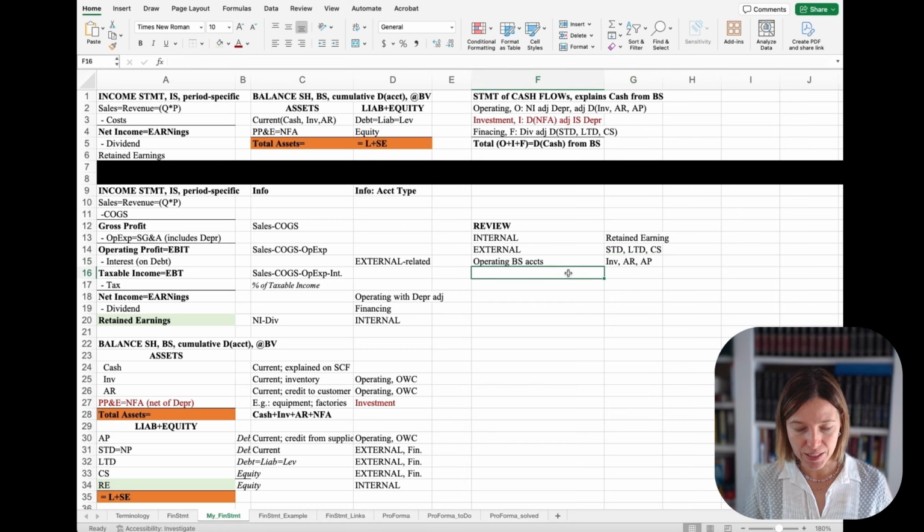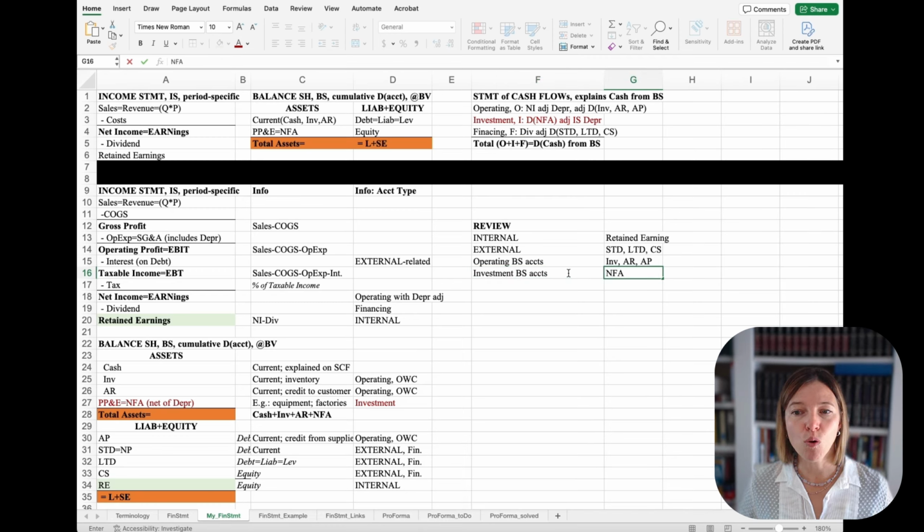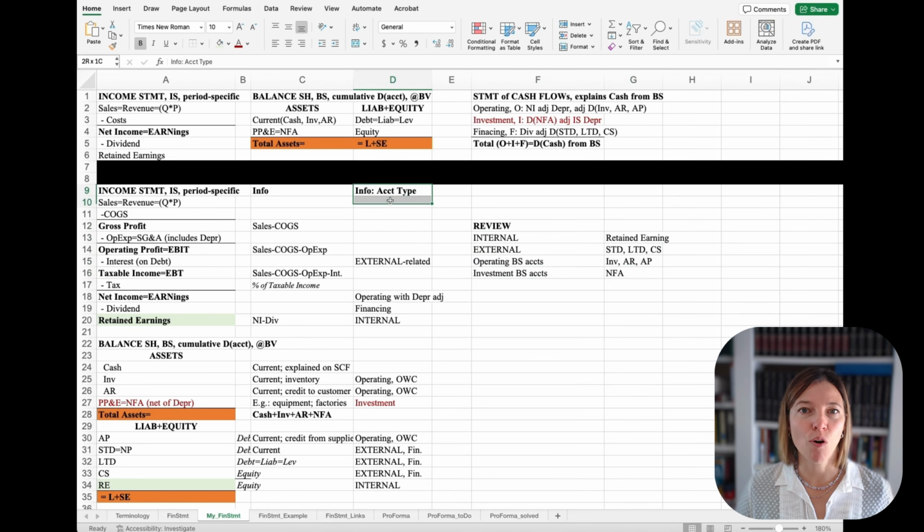And finally, somebody might ask you, well, what are the investment balance sheet accounts? And here you're going to look at the net fixed assets. Of course, when we're looking at balance sheets and we want to understand what's happening in an account, we need to differentiate those accounts because balance sheets are cumulative statements. And this completes our split of accounts into account types and a quick review of what we've done.